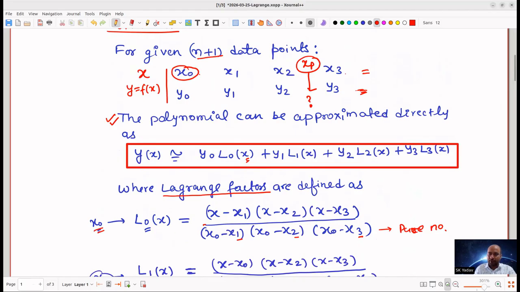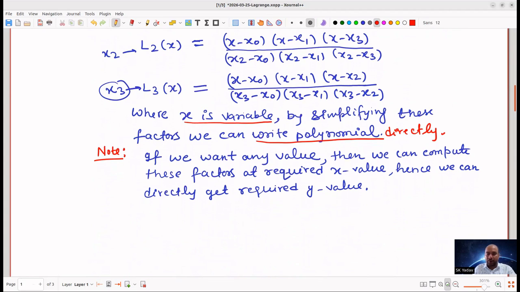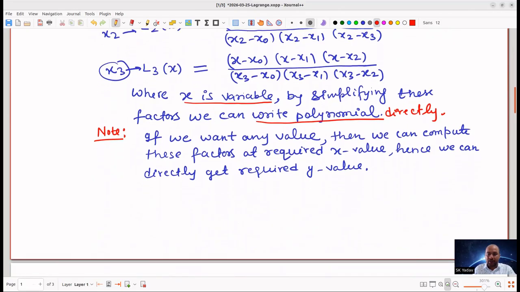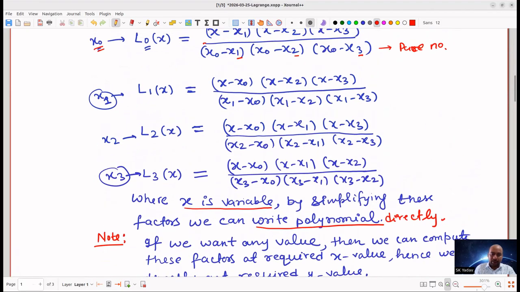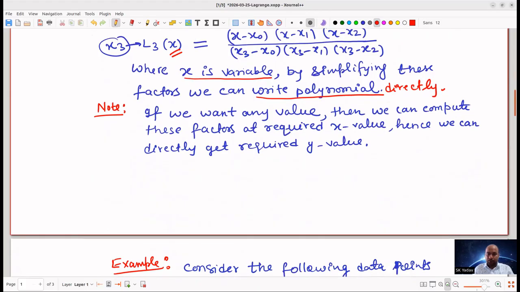This xp can be anywhere: in the beginning, in the middle part of the data points, or at the end of the data points. So we can write the polynomial by simplifying these factors in variable x. And if I need the value of y at any particular x, we can directly compute these factors by putting x equal to xp here, and here, and here. And then we can get the numbers and put them in the formula. So I hope you understand how to write these factors.